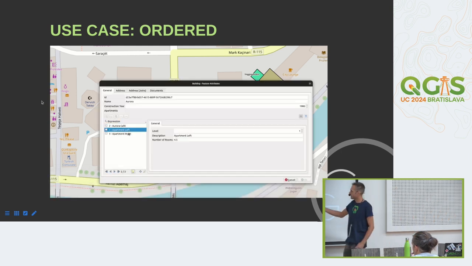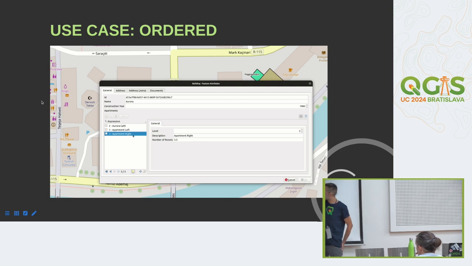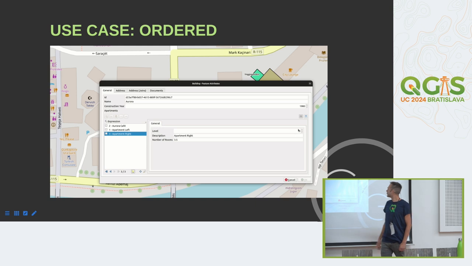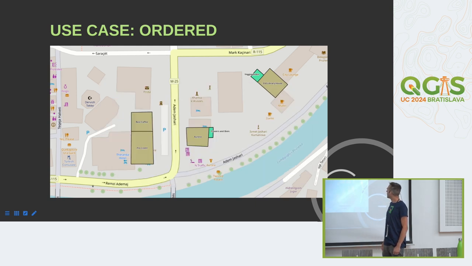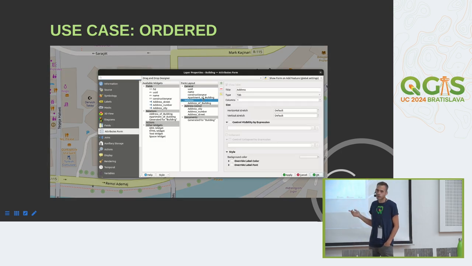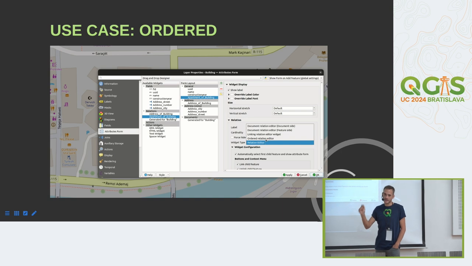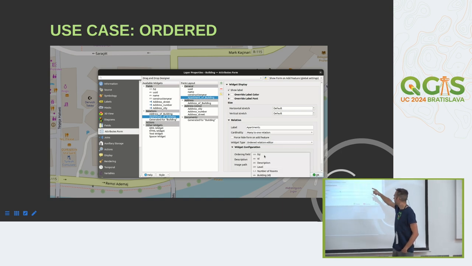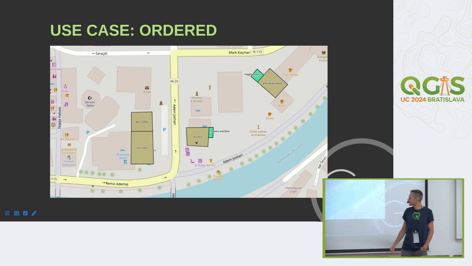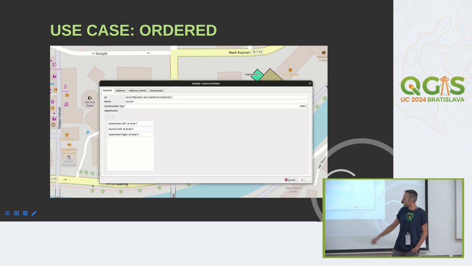This is how it is with the normal relation editor. I have three apartments. I have here a level. And now I choose the ordered relation editor. Those are all plugins. When we install the plugin, we have it available here. Then I select the level, the ordering field, and a nice display expression. And when I have a look at it now, it looks like this.